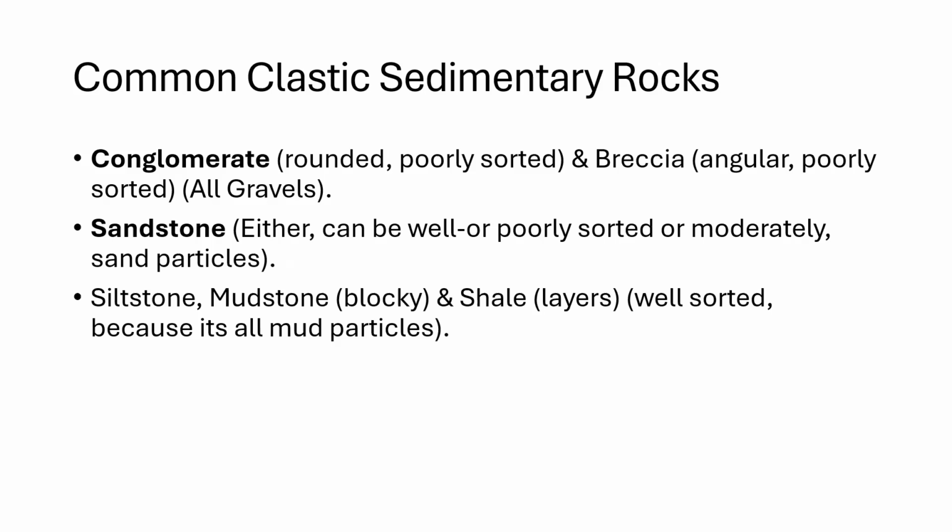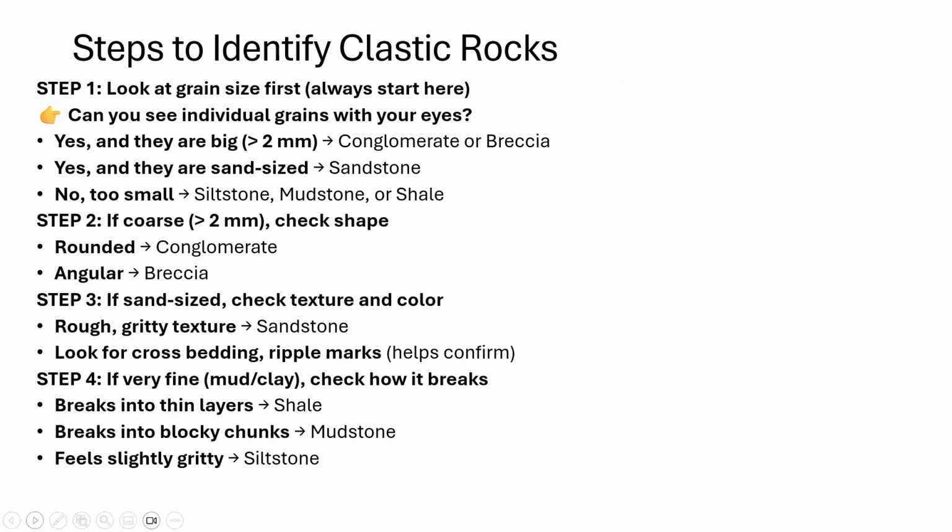Then sandstone will have sand particles. All right, and then it can either be well sorted, poorly sorted, or moderately sorted. Then siltstone, mudstones, shale, all of them are well sorted. All right, basically, especially mudstones and shale, they are all well sorted because they're made up of mud particles. But when you are differentiating them, mudstone breaks in a blocky way, and then shale breaks in the form of layers. All right, and I'm gonna explain this in detail.